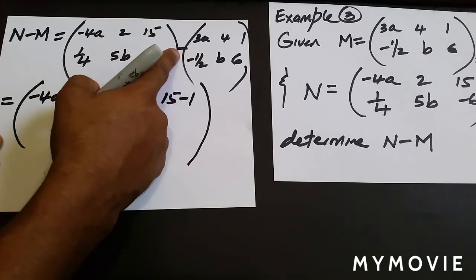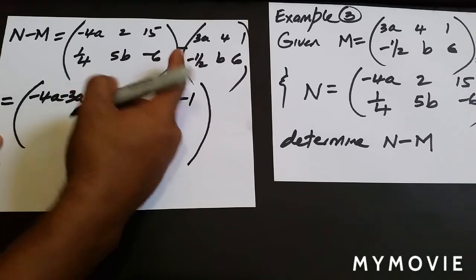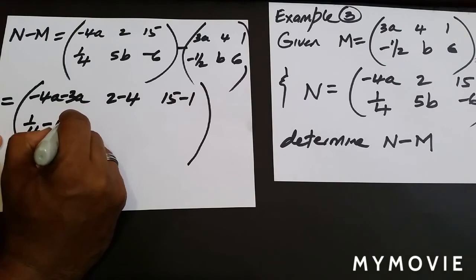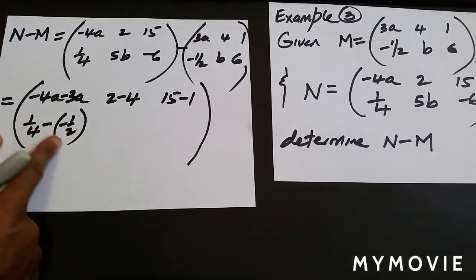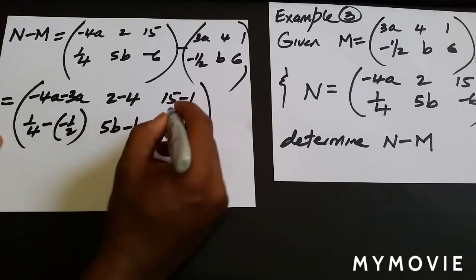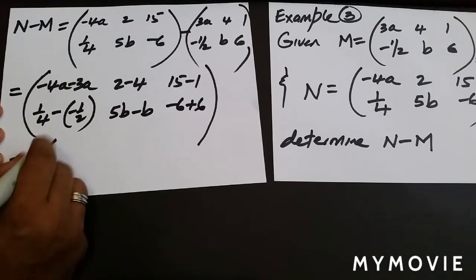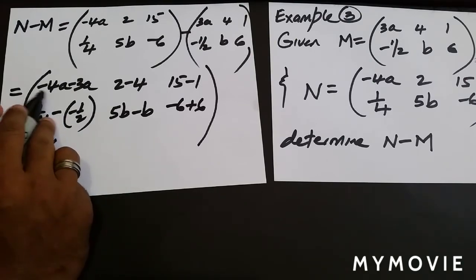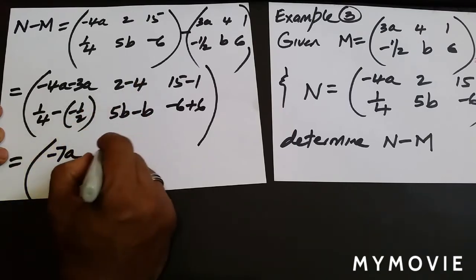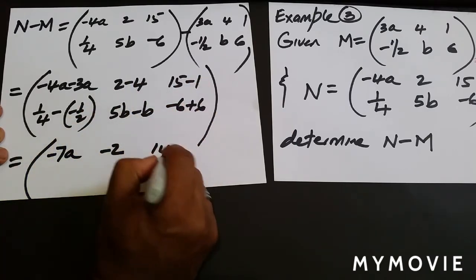So you have to watch out for this now. Watch out for these things there. This minus sign is completely different from this one. So watch out for that. So a quarter minus negative a half. You have to be mindful of things like these. 5B minus B, and of course minus 6 plus 6. All right. So what we have here, minus 4A minus 3A, that's obviously minus 7A. 2 minus 4, that's negative 2. 15 minus 1, that is 14.